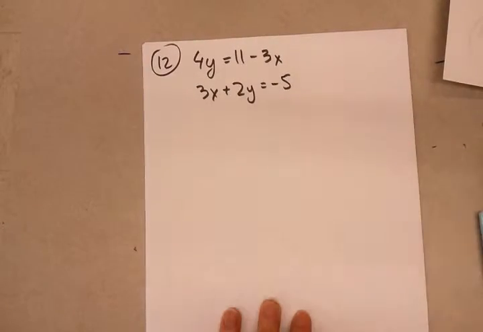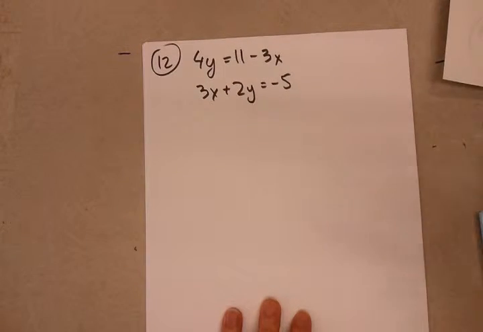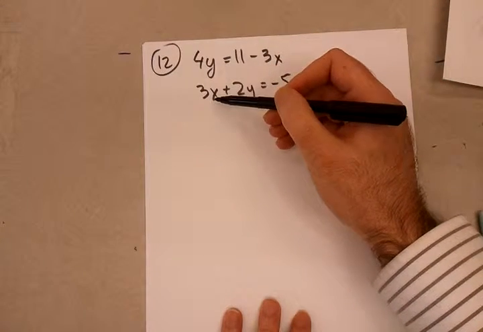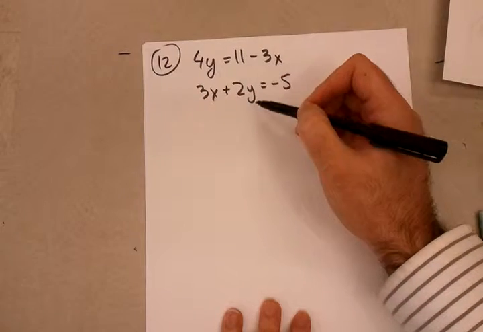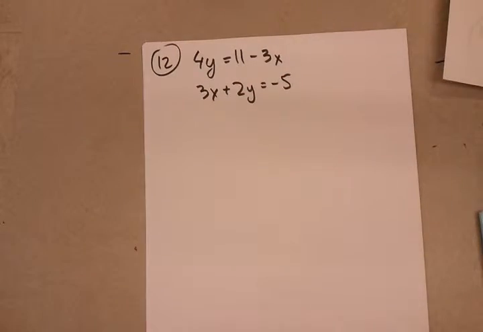Now, before we even eliminate anything, the x's and the y's and the constants all have to line up. In this case, they don't. The y is right on top of the x, the constant is on top of the y, and so on, and they're on different sides of the equation. I need to rearrange one of these equations to make it look like the other one.